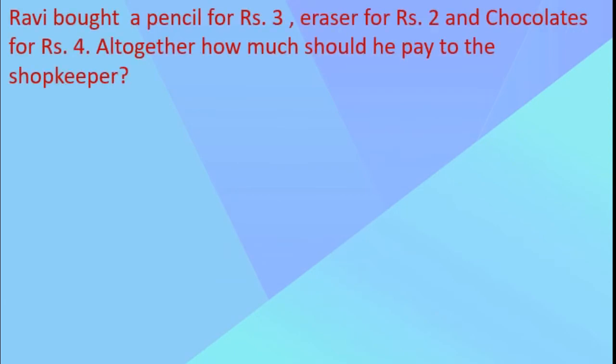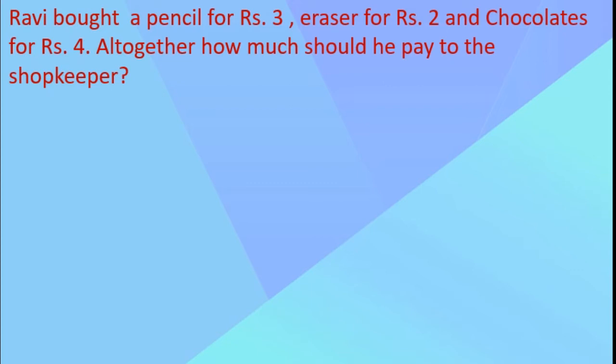Yes, a problem sum is there. First we have to read the given sum properly. Then we have to understand it. Then only we have to solve. Okay, listen. Ravi, a boy is there. Ravi bought a pencil for rupees 3, an eraser, means rubber, for rupees 2, and chocolates for rupees 4. Altogether, how much should he pay to the shopkeeper?